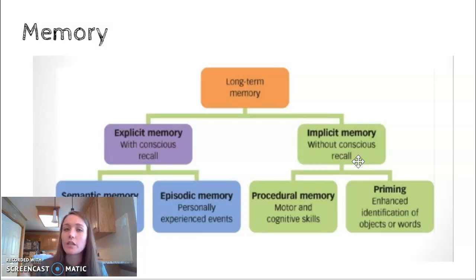Like going to unlock your door, which way do you twist? How far do you twist? Getting into your car and putting your car into drive. You don't necessarily realize you're going back and recalling a memory, but you know how to do that.